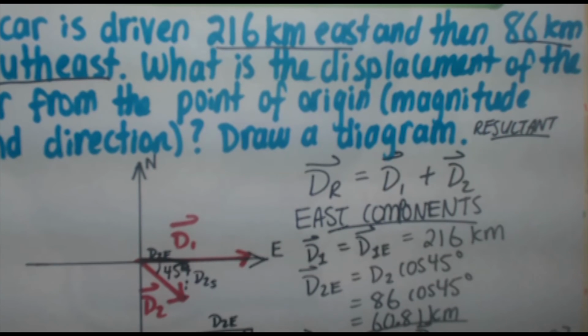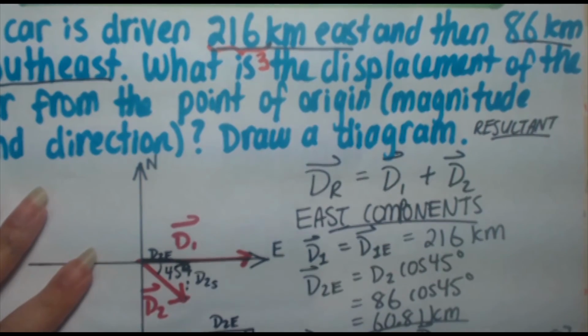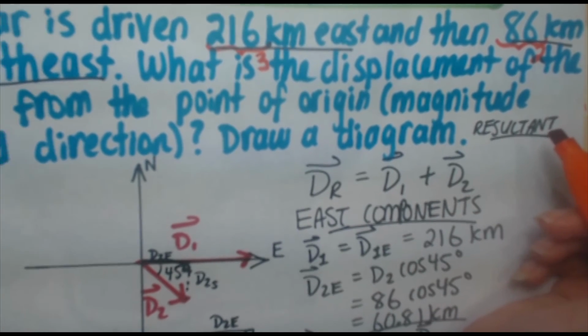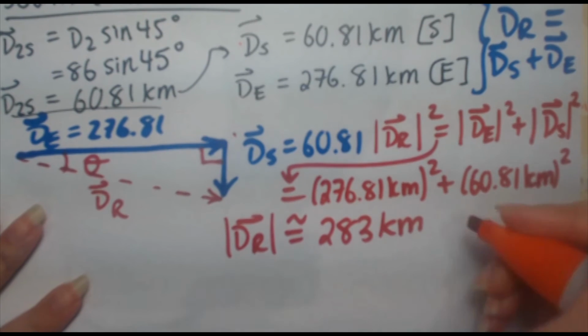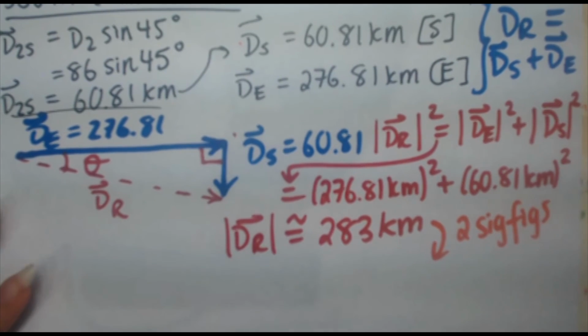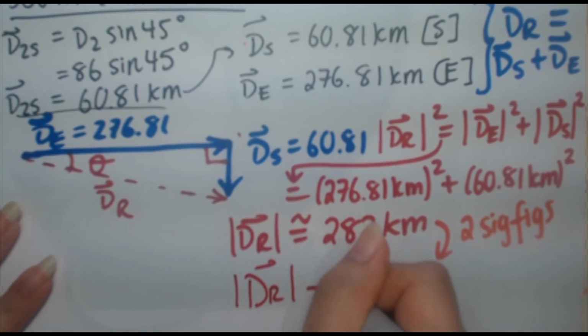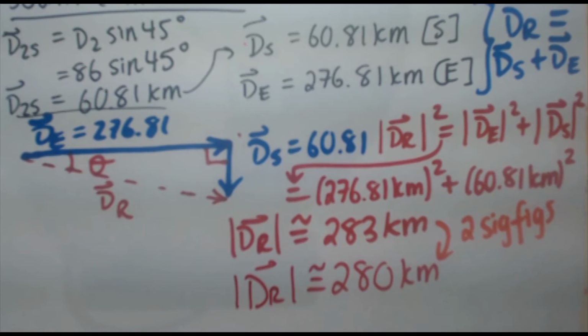Okay, now one thing you probably remember from the earlier videos, that annoying thing I know, you have to do sig figs, right? So looking at these numbers in the question, we're given 3 sig figs here for 216. We're given 2 sig figs here for 86. And our answer has to be as certain as the least certain value given in the question. So this actually has to be rounded to 2 sig figs. So 283 rounded to 2 sig figs is going to give us approximately 280 kilometers. Okay, remember that last 0 is not significant. Okay, so there's our magnitude.